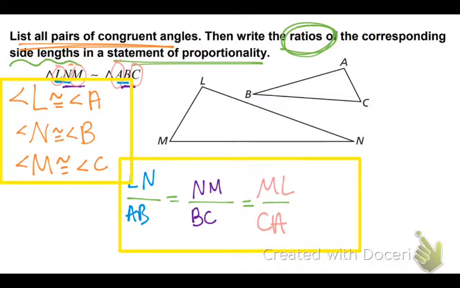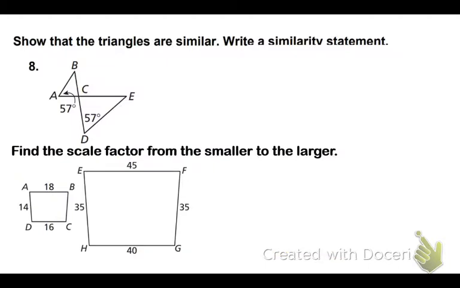Okay? All right, this next one, it says show that the triangles are similar, then write a similarity statement. So basically what you're looking for with triangles being similar, you're looking for two angles that are congruent to two angles. So from here, let's look at our triangle. Do we have an angle congruent to an angle? We do. We got 57s. So we're going to name them congruent.